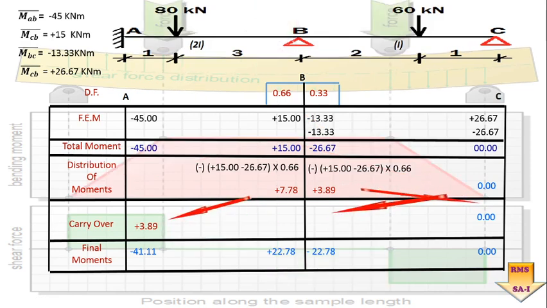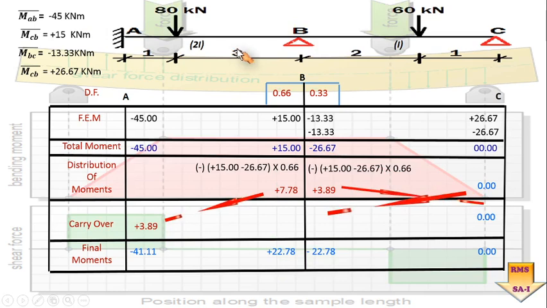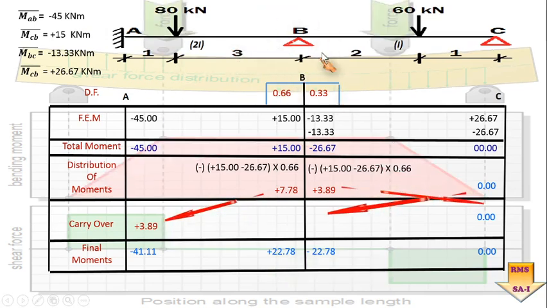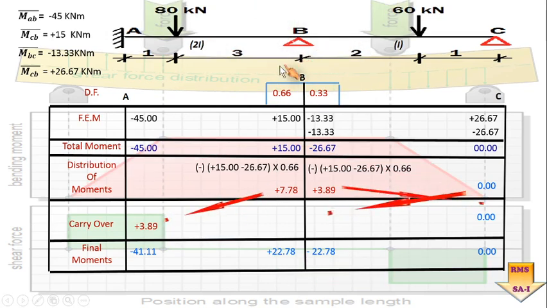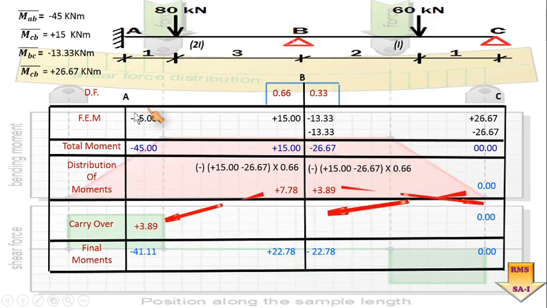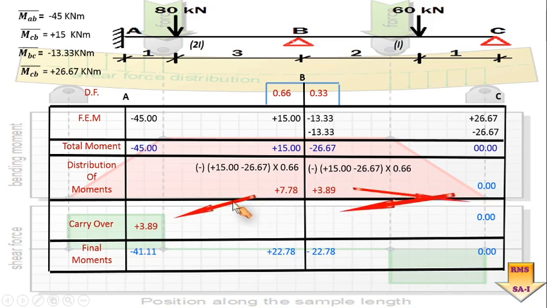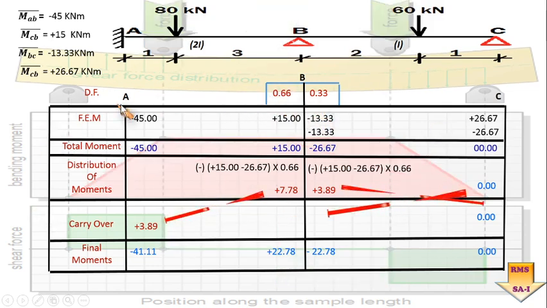First step is to find out the fixed end moment considering an individual span, then to find out the distribution factor considering that individual joint about which members are meeting, and then proceed further with this particular tabulation in which we are going to do the moment distribution. Is it okay?